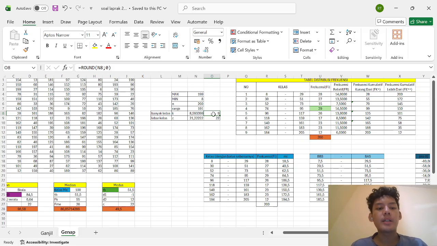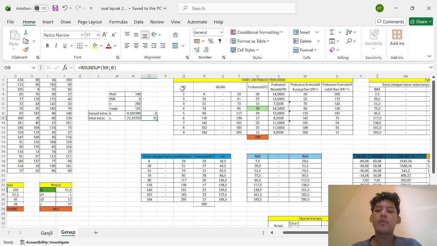After determining the number of classes, the next step is finding the class range. The formula is this: the range divided by the number of classes. Then the result is rounded up, using a one, and this is the formula. This is done so the class interval becomes easier to use.